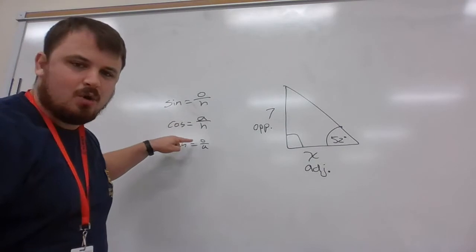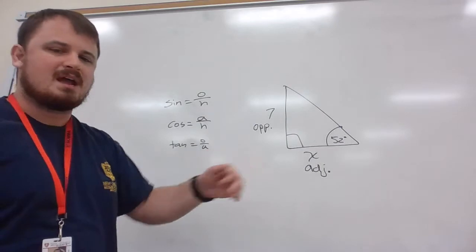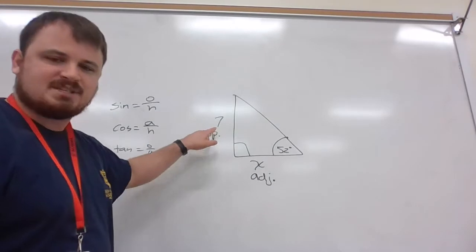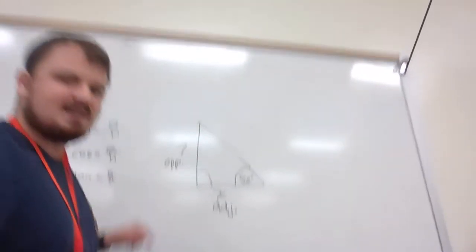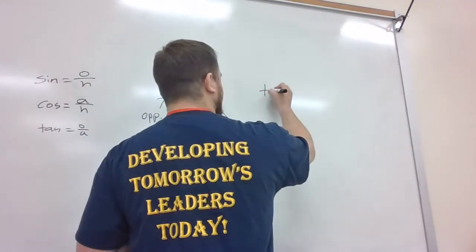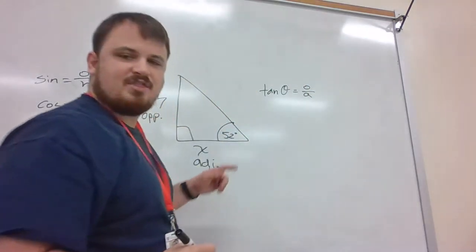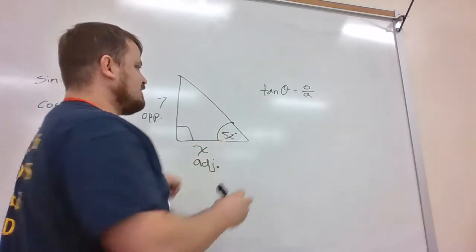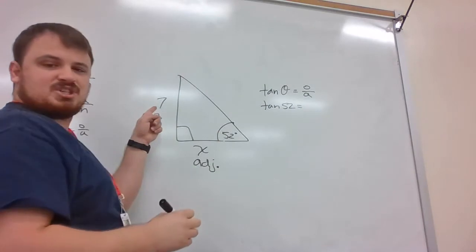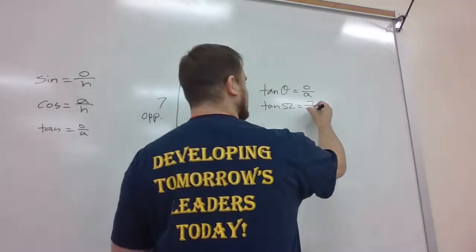Which ones of these uses opposite and adjacent? So, SOH CAH TOA. Go to tangent, T-O-A. Tan is opposite over adjacent. And right now, we have the opposite. We're looking for adjacent. So let's go ahead and set it up as tan theta equals opposite over adjacent. Theta is the angle you're using, so punch in 52 degrees. So tan 52 equals opposite, which is 7, over adjacent, which is x.